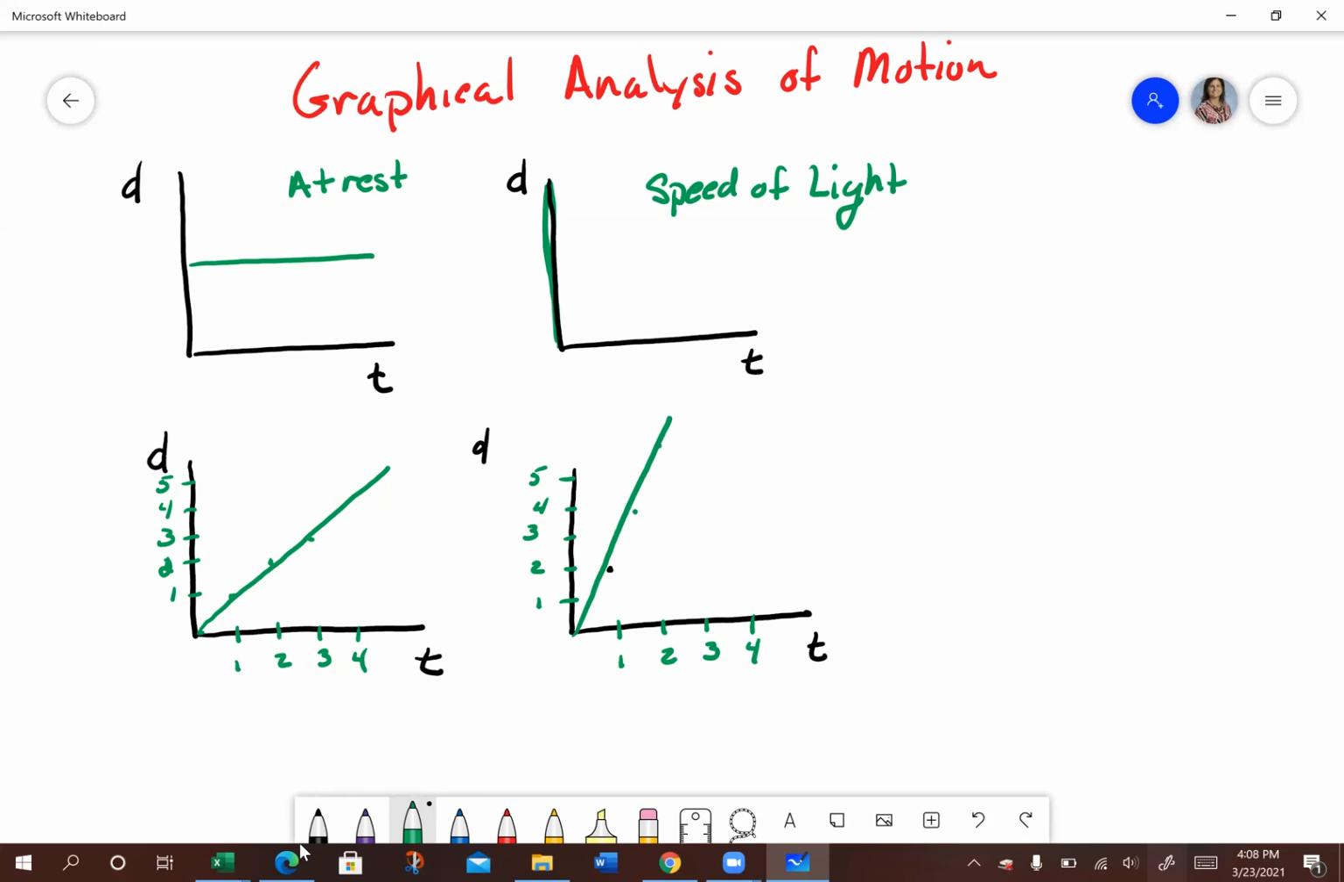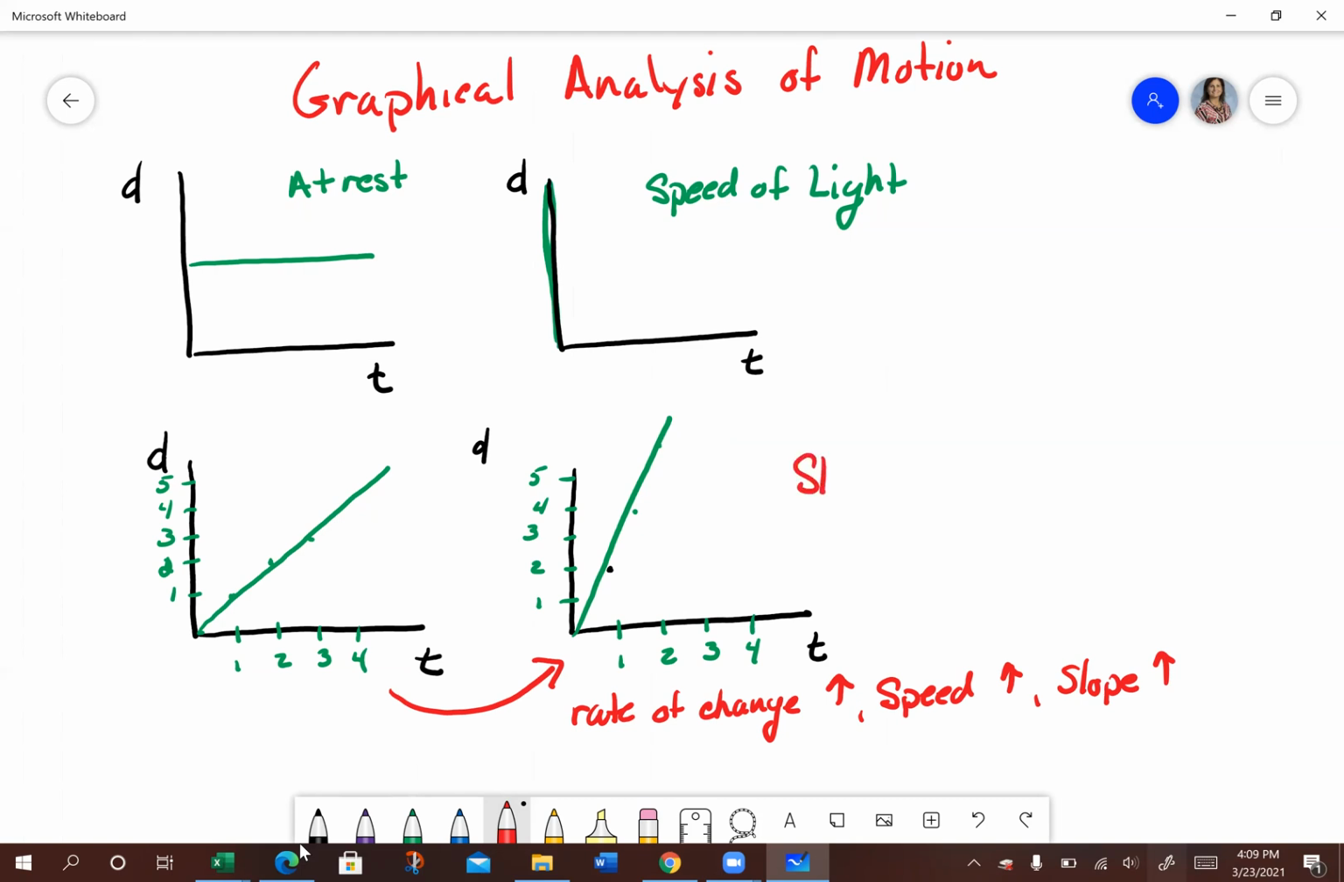So along this line, I would say to compare these two, if I look from this one to this one, you would say my rate of change increased, or we would say our speed increased, right? In math, you might say our slope of the line increased. So by looking at these two graphs, what we are seeing is that the slope of a line implies speed, how fast something's going.